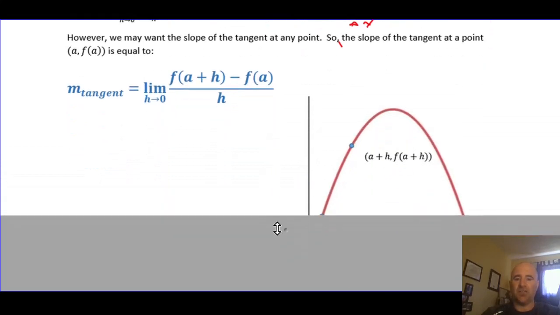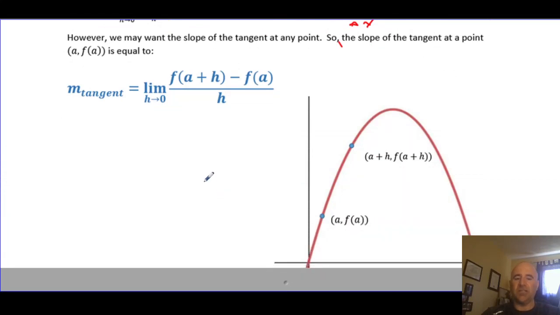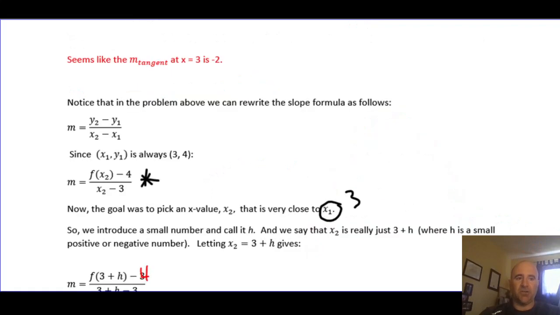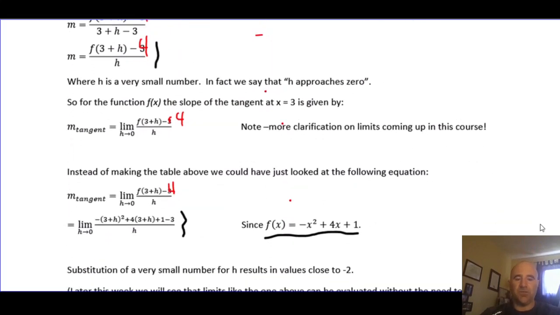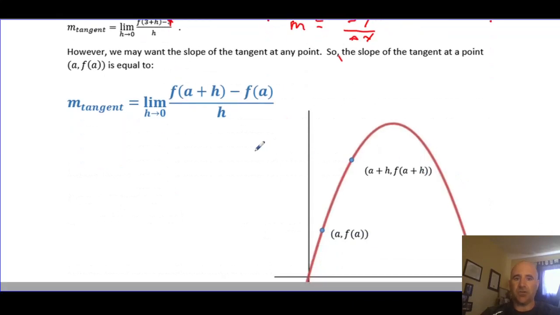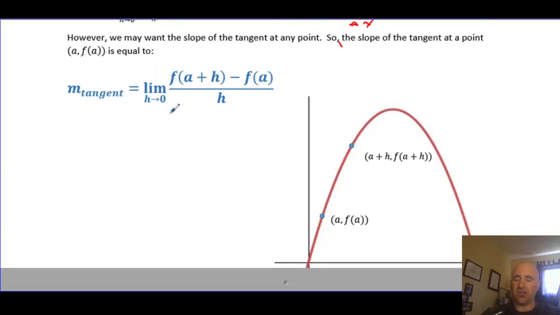If understanding this equation is all you need to get out of this, that's fine. If some of the algebra I did over here is a bit confusing, you want to make sure that you understand this for sure. The slope of any tangent at the point x equals a, or at the point a comma f of a, is always going to be equal to the limit as h approaches 0 of f of a plus h minus f of a, all divided by h. Let's just talk about that a little bit.